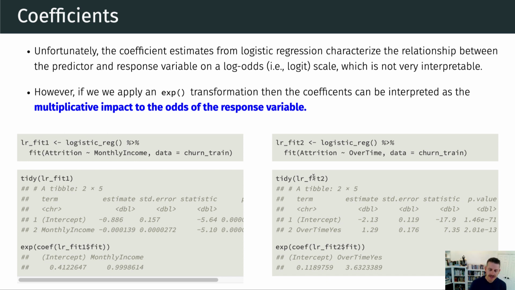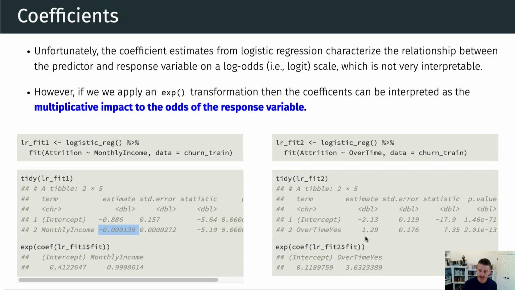All right, so now let's look at the model output. So recall that we could get the coefficients with linear regression. We can do the exact same thing with logistic regression. Now, what happens here is we get our model output, and we can see we have our coefficient estimates, right? In this case, it's negative 0.000139 for the monthly income model, and for the overtime model, it is 1.9. Now, these are very difficult to interpret because actually these coefficients are in log odds scale. We actually call that logit scale, and it's very difficult to understand.